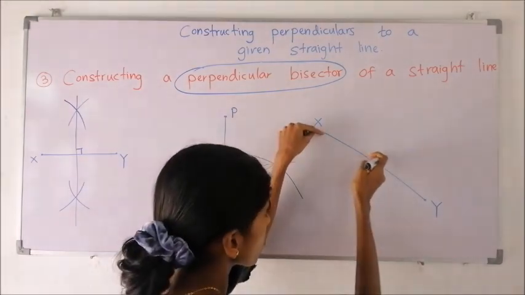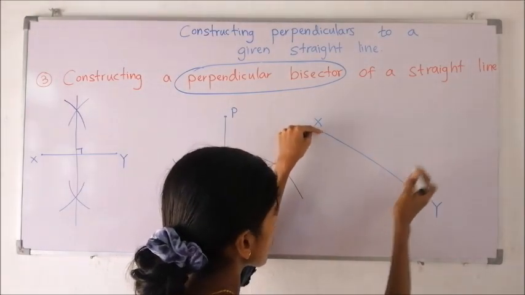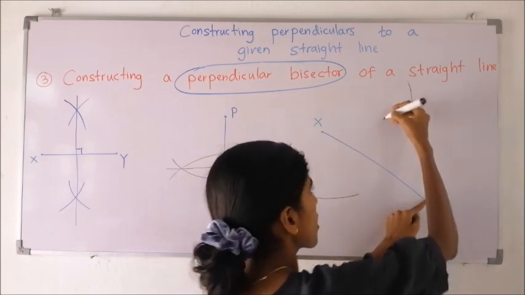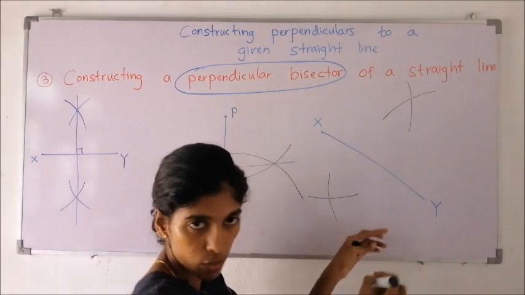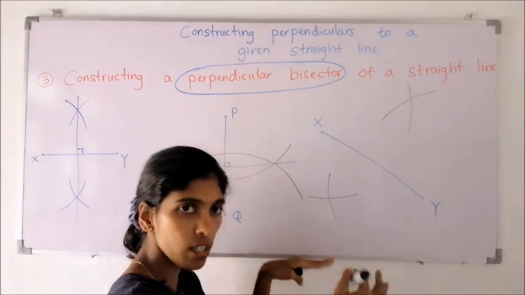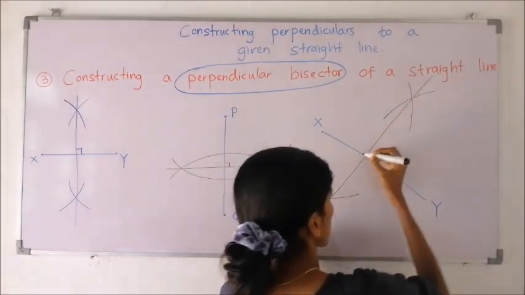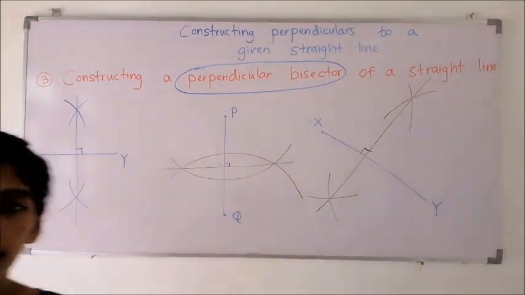Next, for this straight line we are going to draw the perpendicular bisector. Open the compass to more than half of this length, keep the middle point here, up and down, go to this point, up and down. If they are not meeting, again go to the previous point, again draw it, produce it. Now join these 2 points, a perpendicular bisector.